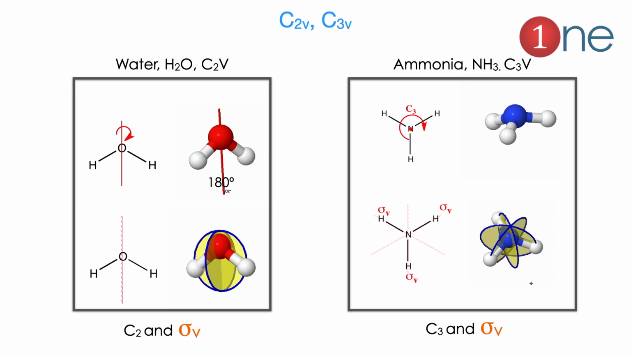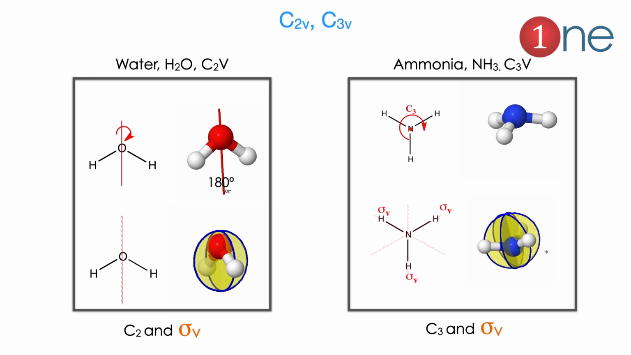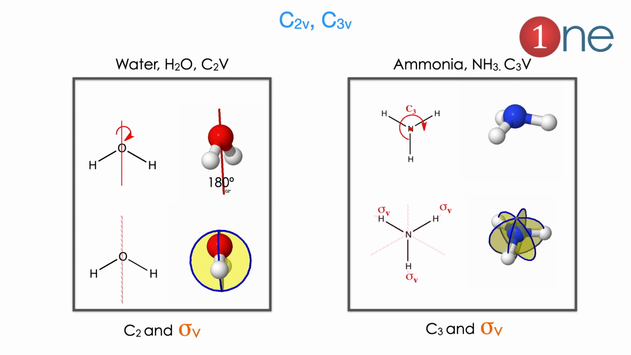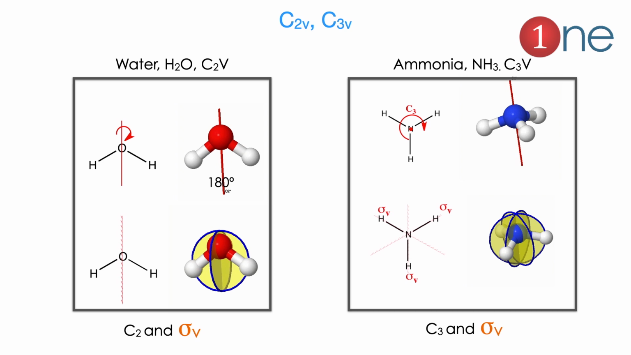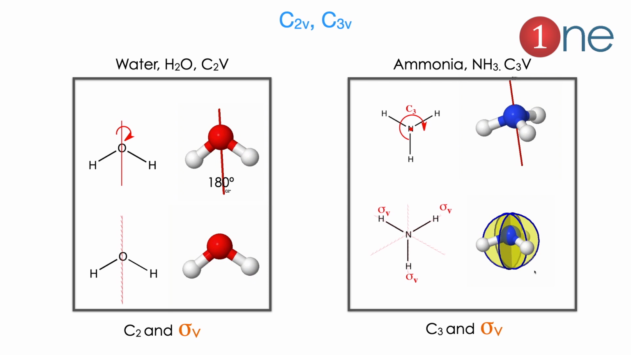The first and standard examples are water and ammonia. Water is H2O, which has a bent structure, so it has one C2 axis as well as sigma v symmetry. You can observe in the video that it has C2 as well as sigma v.